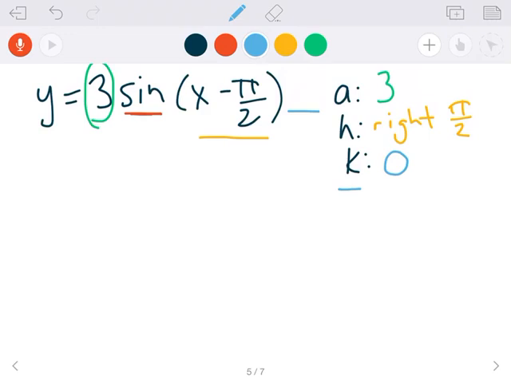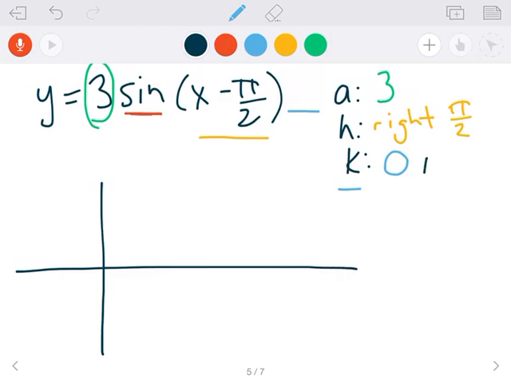Step 2 says, using the k value, determine the midline of the function. A normal sine or cosine graph has a midline at 0. Since our k value here is also 0, there is no shift to this graph, so the midline doesn't change. The midline of our graph is still right here at the x-axis.